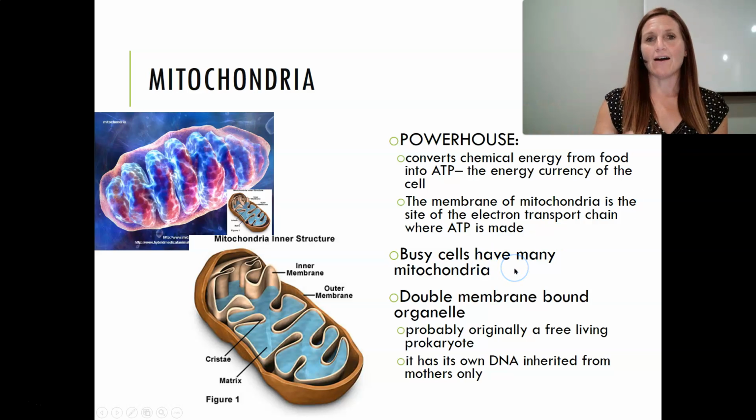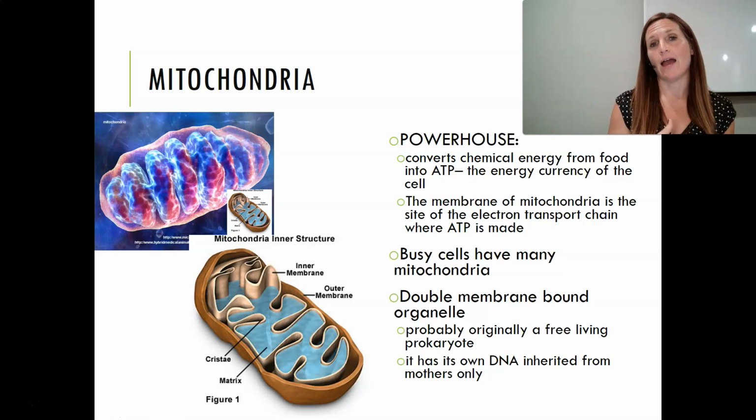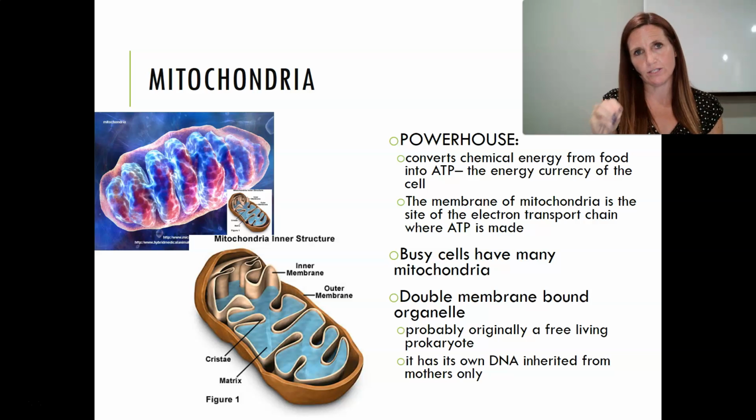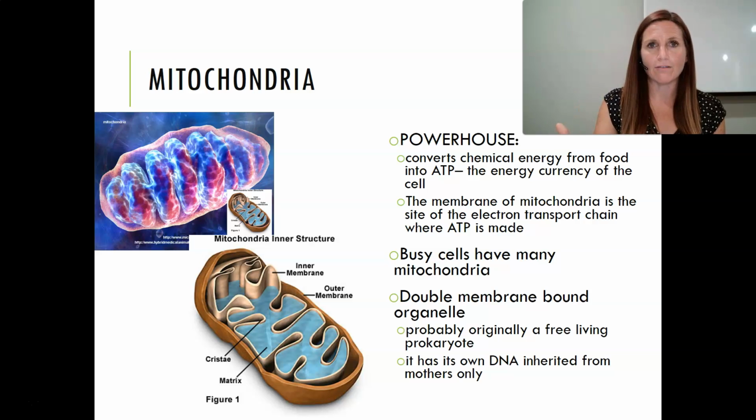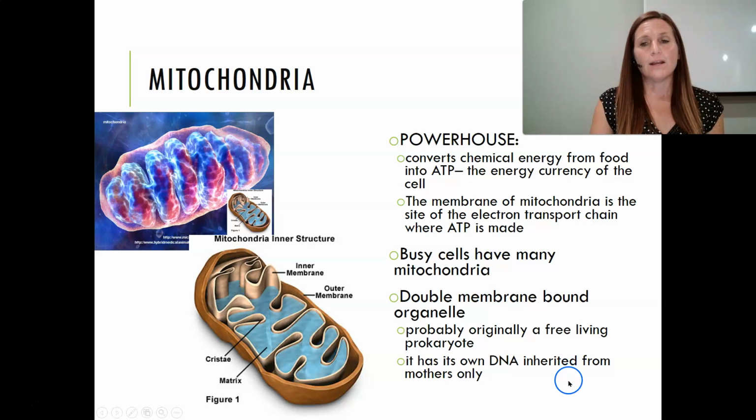Cells can have a few mitochondria or many mitochondria, depending on their energy needs. So if you're looking in a tissue of your body, and that tissue does a lot of energetic work, that tissue will have many mitochondria. Mitochondria are double membrane bound organelles. They have two membranes. So we're going to look inside of this mitochondria.